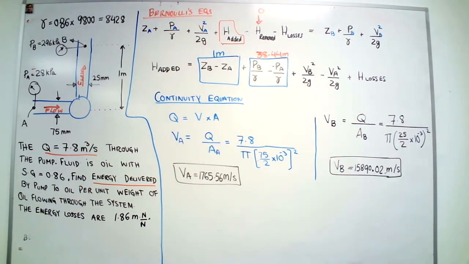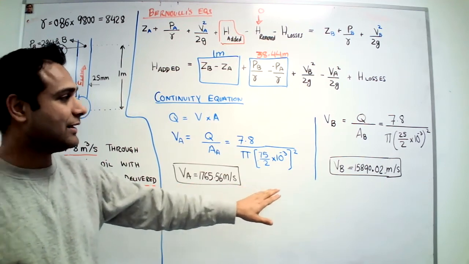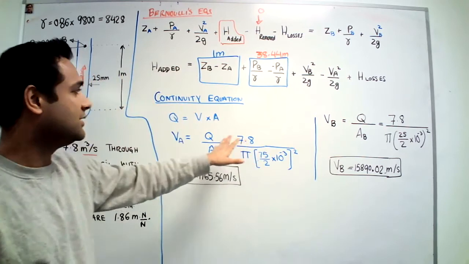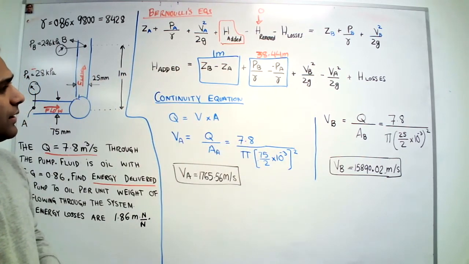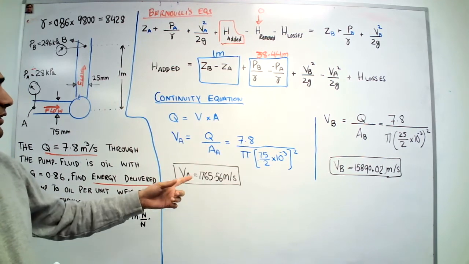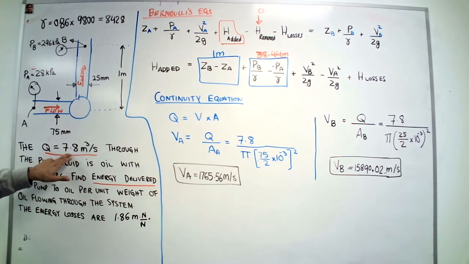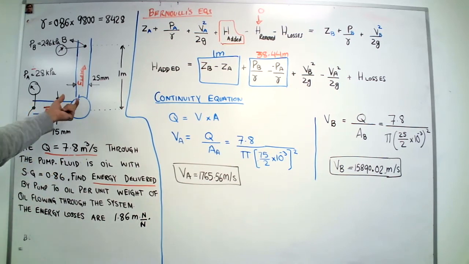Okay, now we got the velocity at A and we got the velocity at B. We use the continuity equation. The reason the velocity is so high is because the flow rate is 7.8 meters cubed per second. This is oil. So it's much lighter than that one. It's around 7,800 liters of water per second. So hence velocity has to be massive.